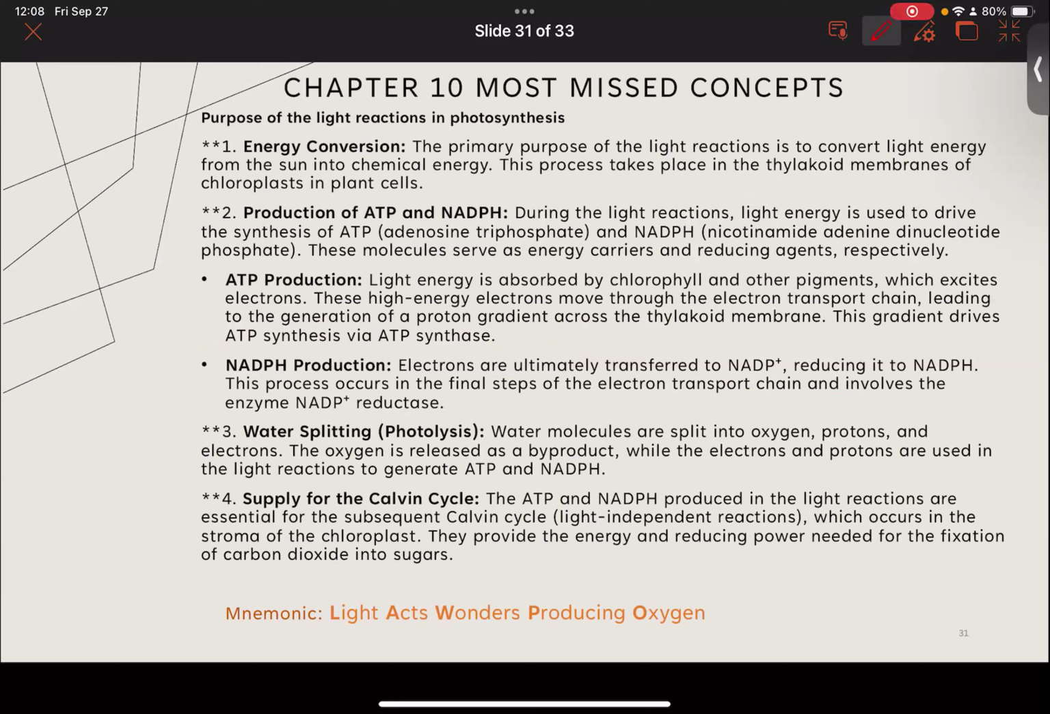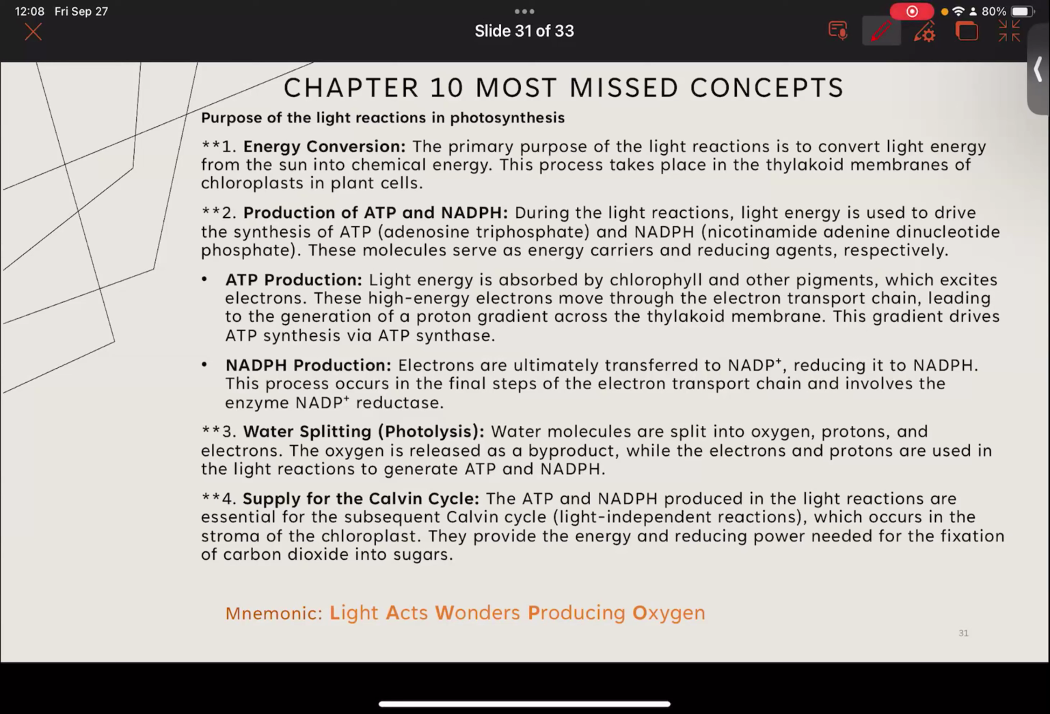Okay, so photosynthesis has light reactions and it has dark reactions. Here's a breakdown of what is exactly going on in our light reaction. Light acts wonders producing oxygen. Really, the light reaction is using energy from sunlight to excite pigment molecules. That's going to drive essentially the exact same thing that we just saw, creating an H+ gradient and shooting them through ATP synthase, right? So we make a little bit of ATP.